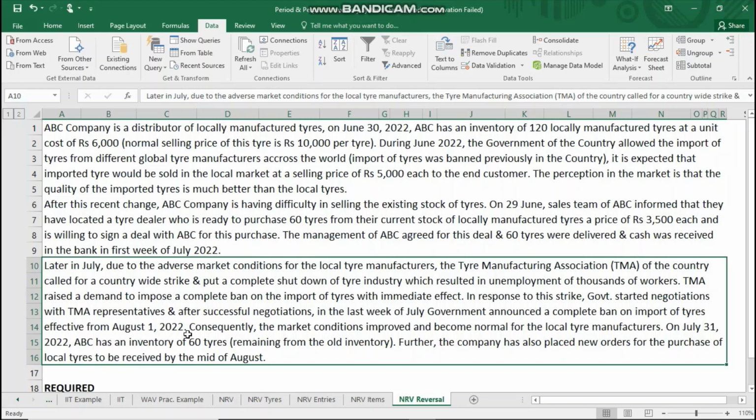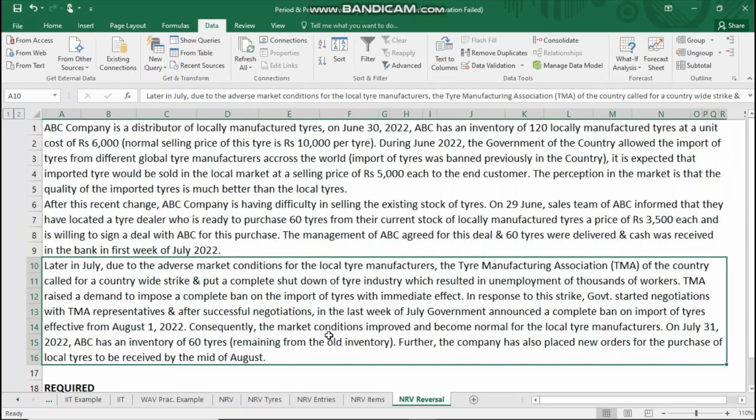Okay, so the Tire Manufacturing Association raised some demands, and their primary demand was to put a complete ban on the import of tires, and luckily government has agreed to it and announced in the last week of July that effective from 1st August there will be no import of tires into the country. Okay, consequently the market conditions improve. Yes, definitely the market conditions would be improved because again there is a complete ban on import of tires. So for the Tire Manufacturing Association and all the tire manufacturers, these are favorable conditions.